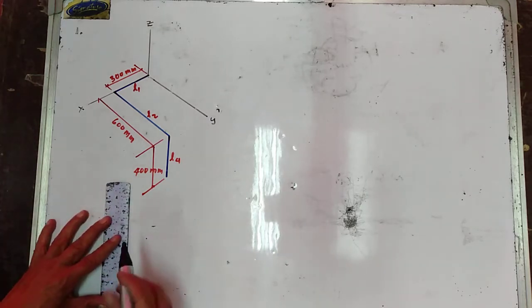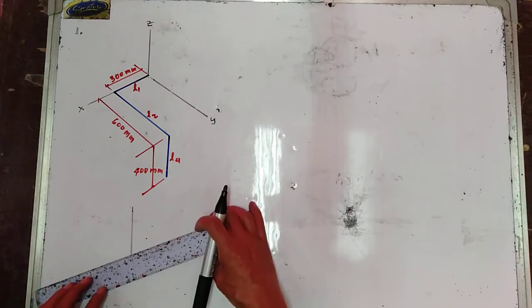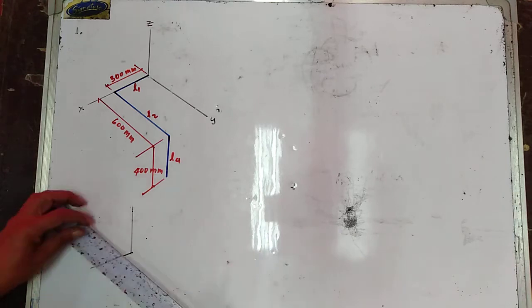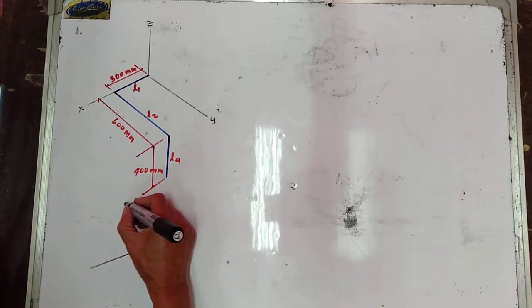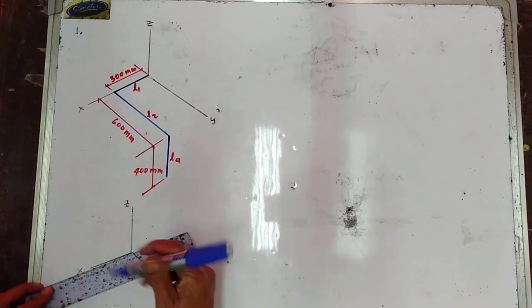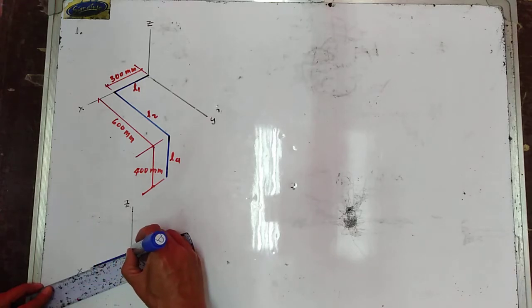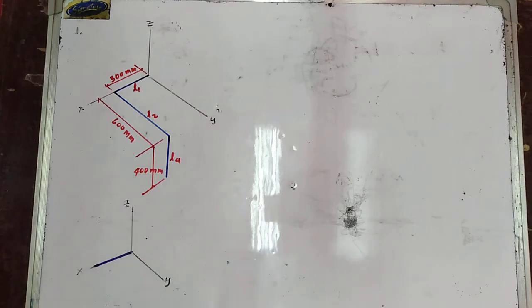For L1, we have the z-axis, the x-axis, and then the y-axis. So this is the z-axis, this is the x-axis, and this is the y-axis. Now the first line in here is L1. So your L1 is equal to 300 millimeter.